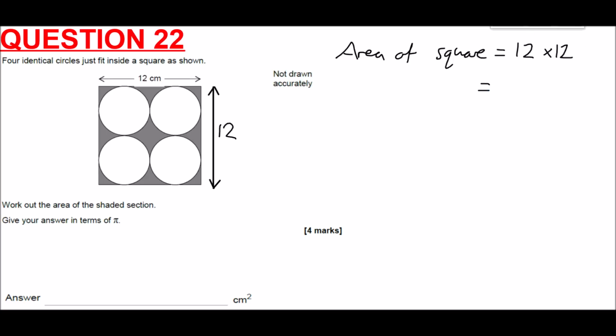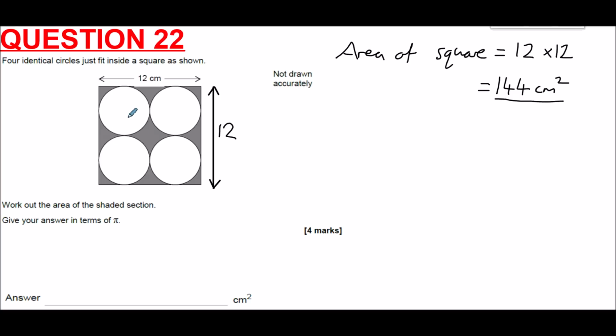You should really know 12 squared without too much difficulty, but if not, you could do 12 times 10 and then another two 12s on top. But 12 times 12 you should find is 144 cm squared, and so the whole shape is 144.